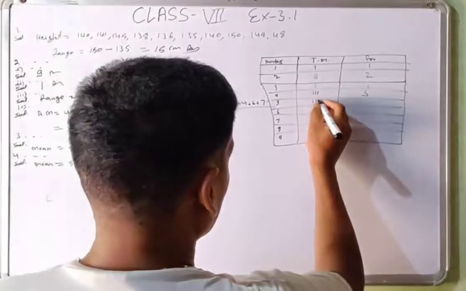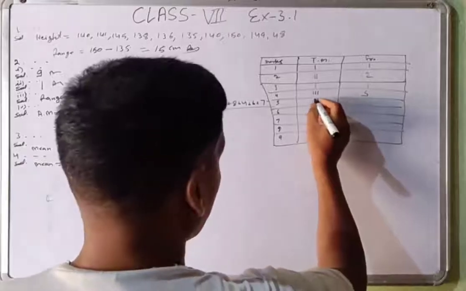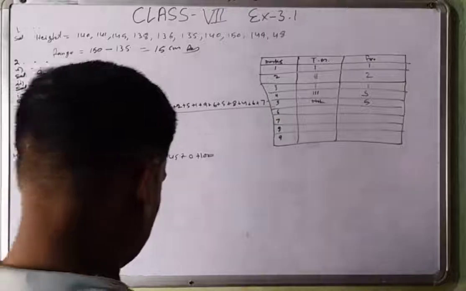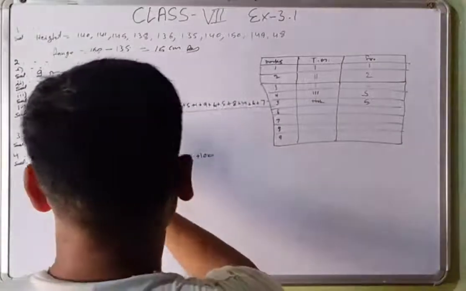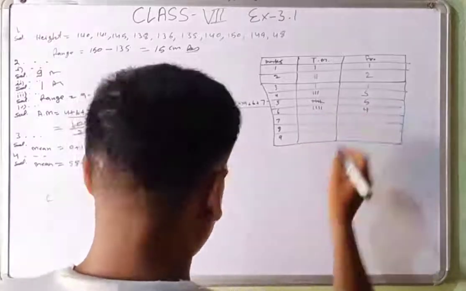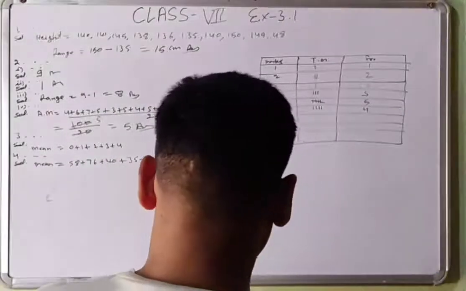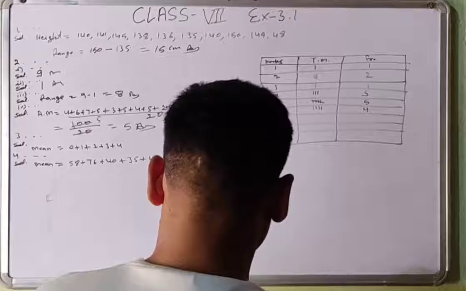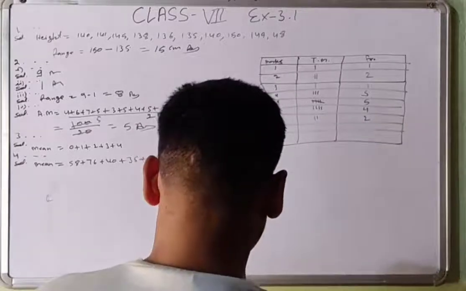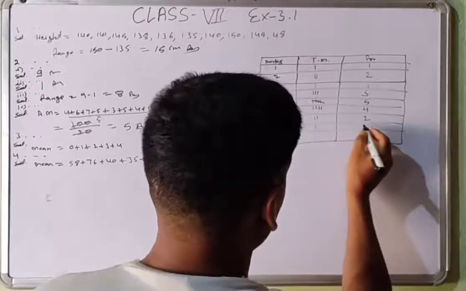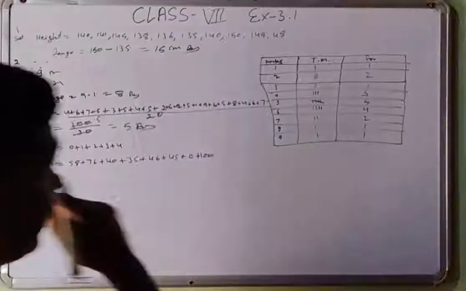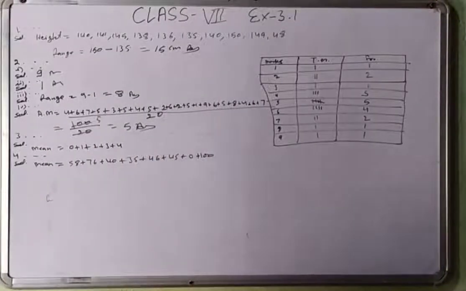So 1, 2, 3, 4 and then 5 will be a cross. 6 is given 4 times, so here you will write 4. And then 7, how many times is it given? 7 is given 2 times, so 2. And 8, 1 time, that is 1. And 9 will also be 1 time. So this is the tabular sheet of question number 2.